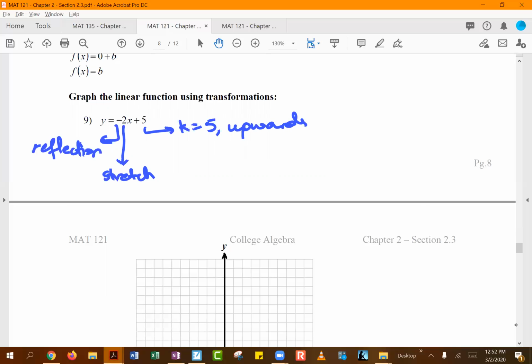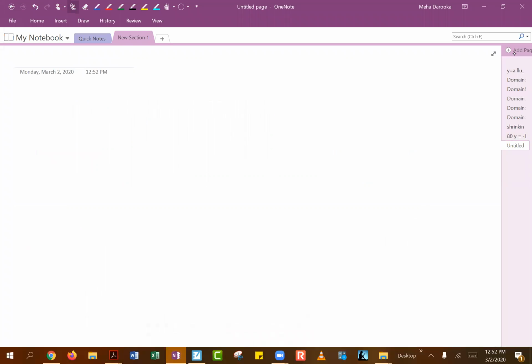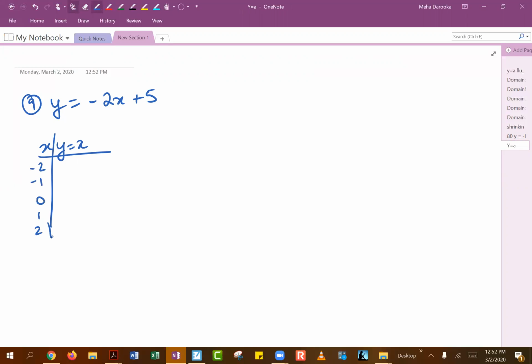Okay, I'm actually going to switch over to our notebook here. And you've got y equals negative 2x plus 5. Again, you can use those standard 5 points, and since this is y equals x, an identity function, those values will still stay the same.